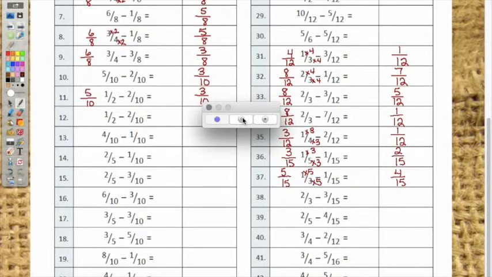1 tenth, 1 twelfth, 1 twelfth, 5 twelfths, 5 twelfths, 1 twelfth, 5 twelfths, 5 twelfths. Now I'm going to skip down to number 38. 7 15ths, 2 15ths, 7 twelfths, 7 16ths, 7 15ths, 5 twelfths, 5 twelfths.